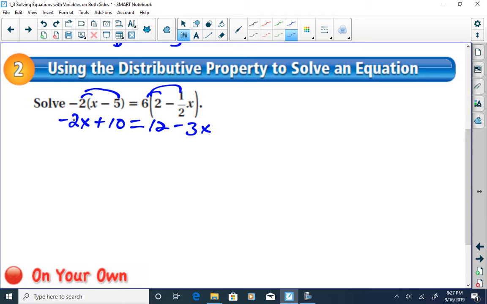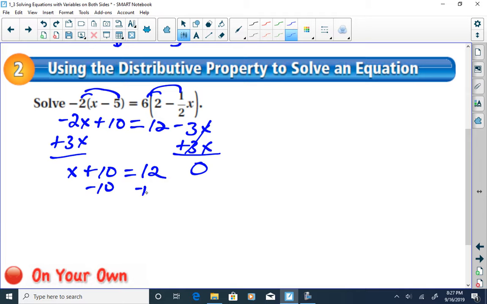Negative 3 is smaller than negative 2. So I'm going to add 3x to both sides of that equation to remove the variable with the smaller coefficient. On the right side of the equation, that's going to be 0. Negative 2x plus 3x is going to be 1x. I still have that plus 10, and that's going to be equal to 12. I have a nice simple one-step equation here where I'm going to subtract 10 from both sides of that equation. On the left side of the equation, they're opposite, so that's going to become 0, and we're left with x is going to be equal to 2.